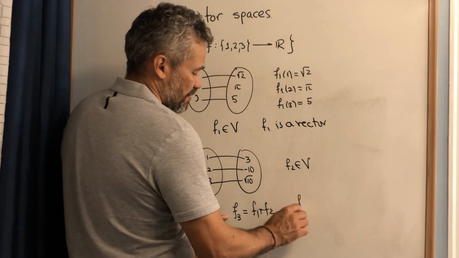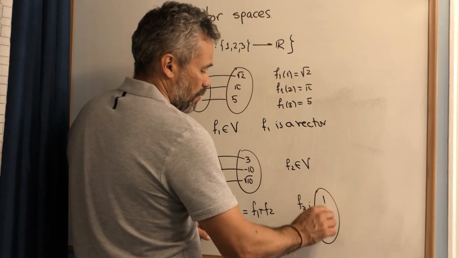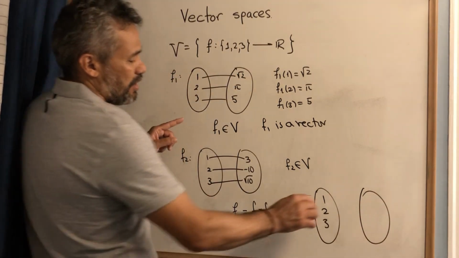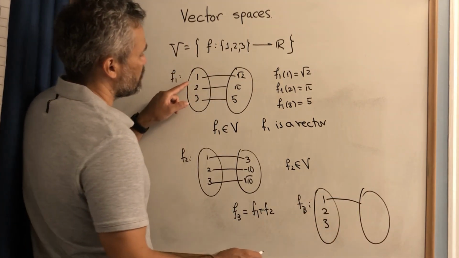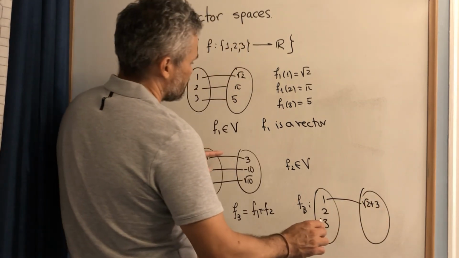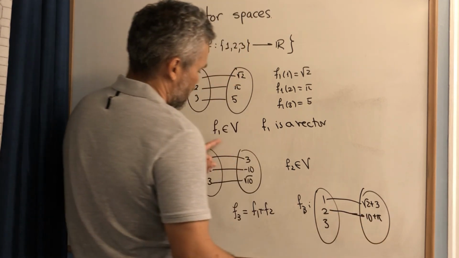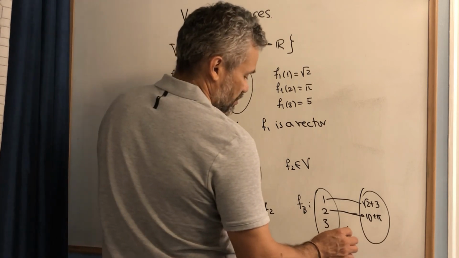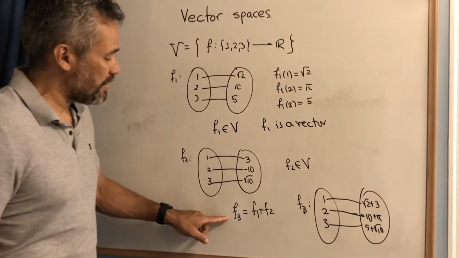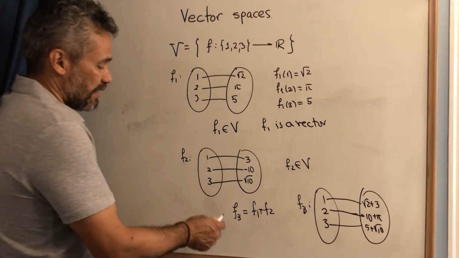Then this function f3 takes 1, 2, 3 into it: it takes 1 into square root of 2 plus 3, it takes 2 into 10 plus pi, and it takes 3 into 5 plus the square root of 10. Then we can define the sum of two functions, and we can also define a linear combination.